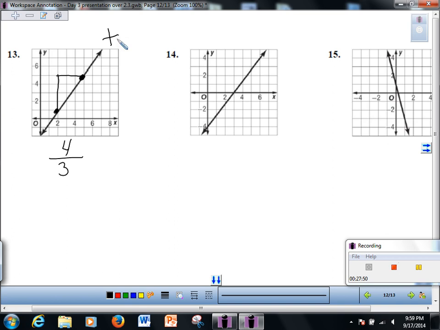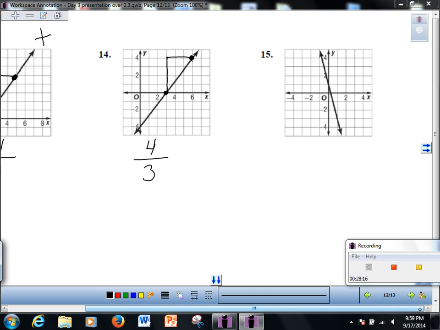Here's my next one. Find two nice points on there. Looks like there's one, and looks like there's one. Find your slope again. It looks like I'm going to go up 1, 2, 3, 4. So I went up 4, and I'm going to go over 3 again. So it looks like the same answer.